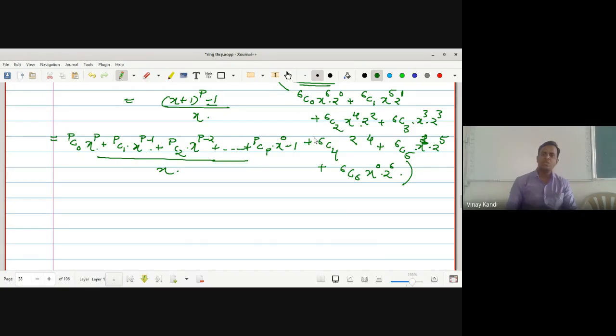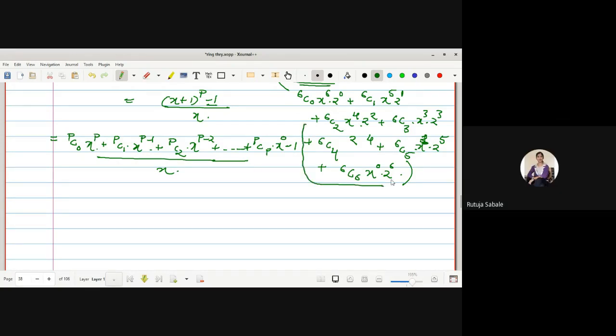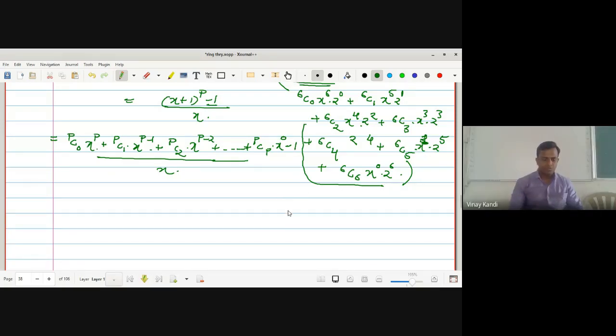Any doubt up to here? We know that the value of n c 0 is 1. How is the factorial done? If n c 2, the value is n factorial upon 2 factorial into n minus 2 factorial. Yes or no?